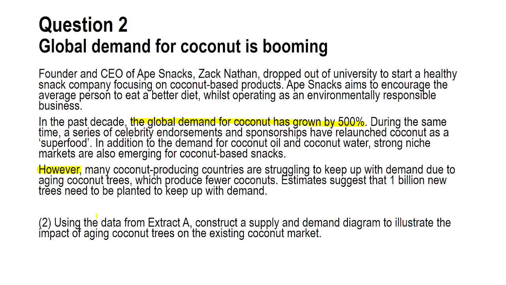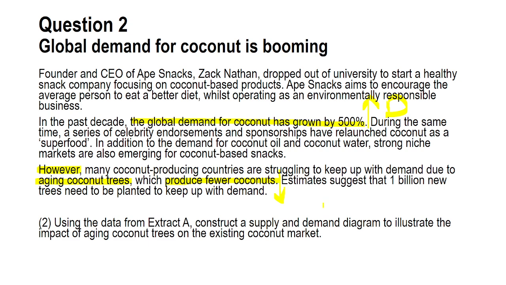Many coconut producing countries are struggling to keep up with the demand due to aging coconut trees. So we have a problem with supplies because of old coconut trees, which produce fewer coconuts. So the supply is decreased, the demand is increased, according to this information.